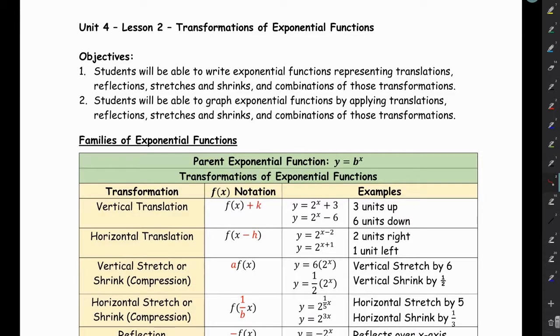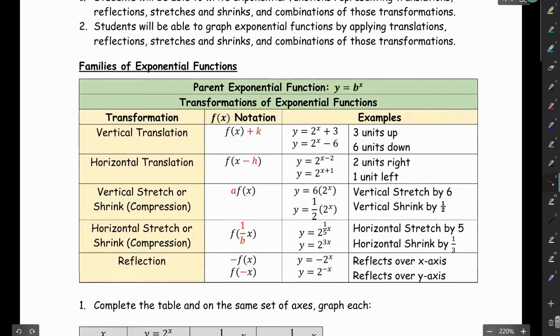Hi everyone, in this lesson we're going to be looking at transformations of exponential functions, and as you know from lesson 1, an exponential function is a function in the form of y equals b to the x. And so these are all the possible ways that we could transform the function, meaning we can move it up or down or left or right or stretch it or shrink it or reflect it.